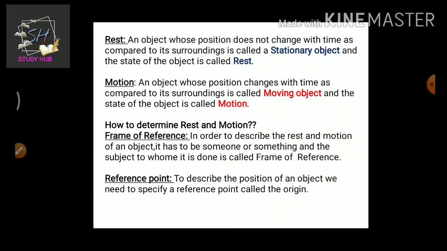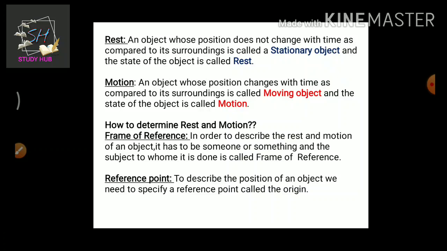Now the question is how to determine rest and motion. To determine rest and motion, we need a frame of reference. So what is a frame of reference? Now this is your question. In order to describe the rest and motion of an object, there has to be someone or something, and the subject with respect to whom it is described is called the frame of reference.